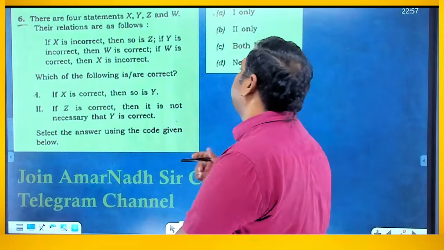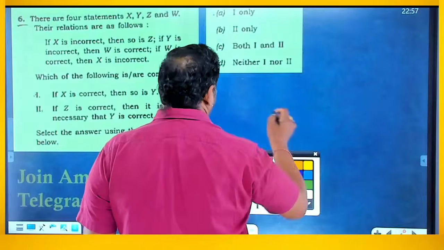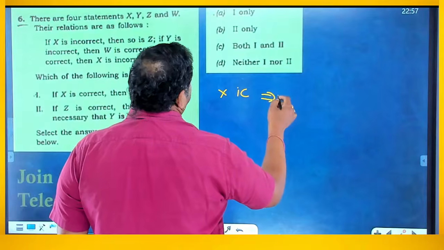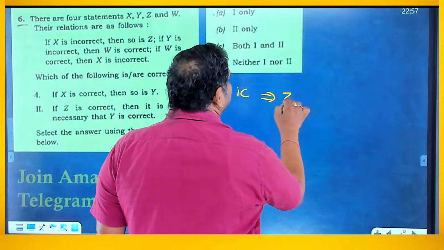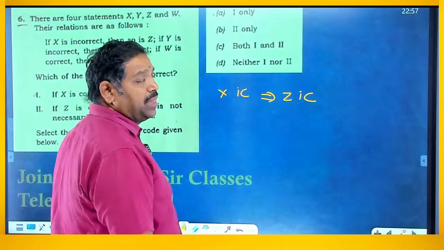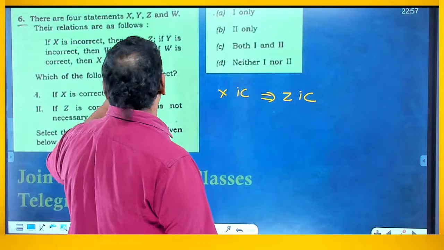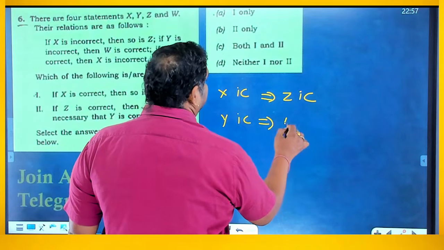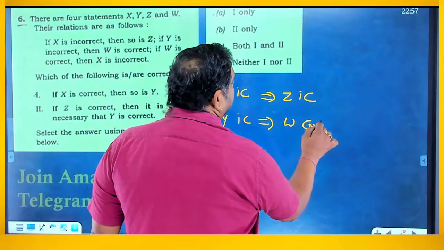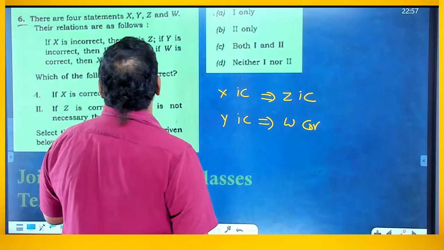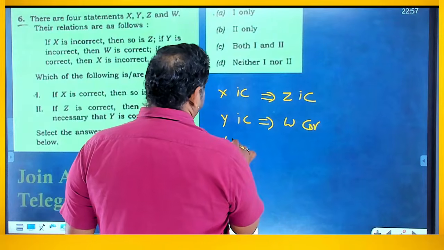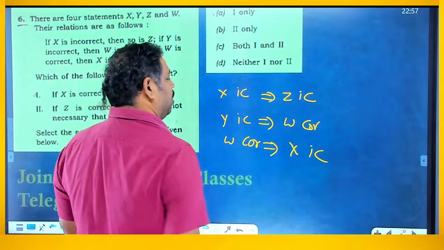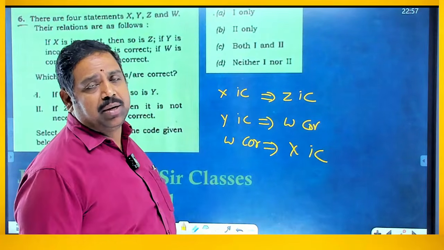If X is incorrect, I'm writing X is incorrect, that implies then so is Z. That means Z is also incorrect. That's what he's saying. If Y is incorrect, that implies W is correct. Okay, W is correct. Right, next one. If W is correct, that implies then X is incorrect. Okay, these are the statements he made.